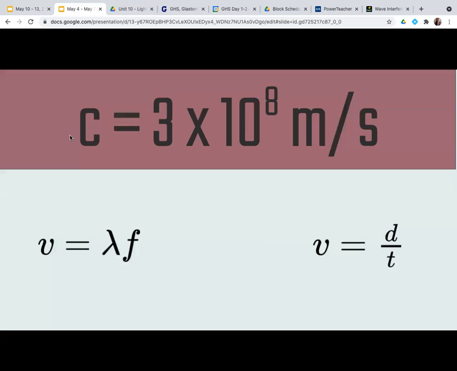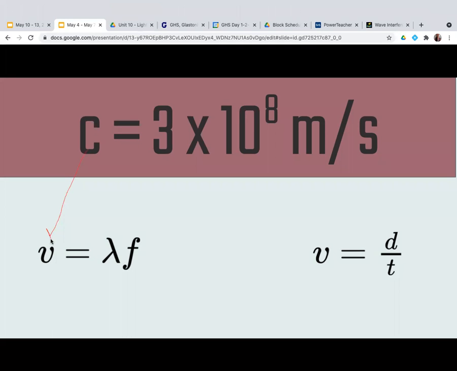So the two equations we're going to use with this speed, we can still use the wave equation and we can still use the speed definition. Since light is a wave, I should be able to use the light wave equations. And what I would do is, let's say I'm solving a problem, I would take my speed of light and that gets to replace v. So I would put in 3 times 10 to the 8th for v in either of those two equations to find my missing values.